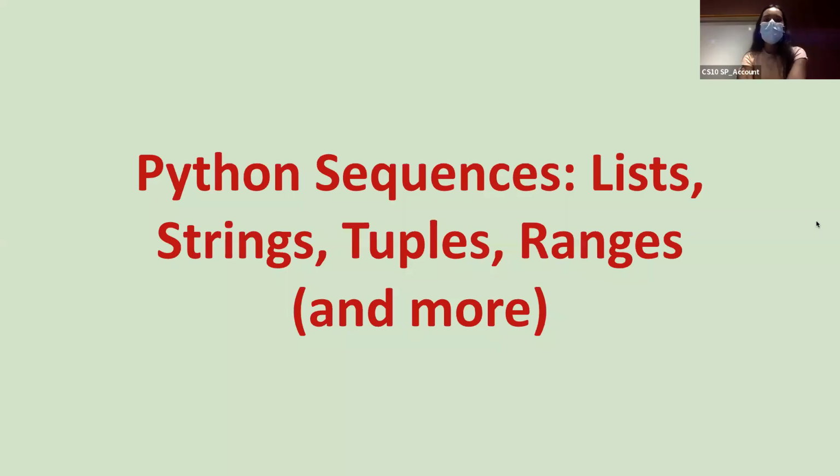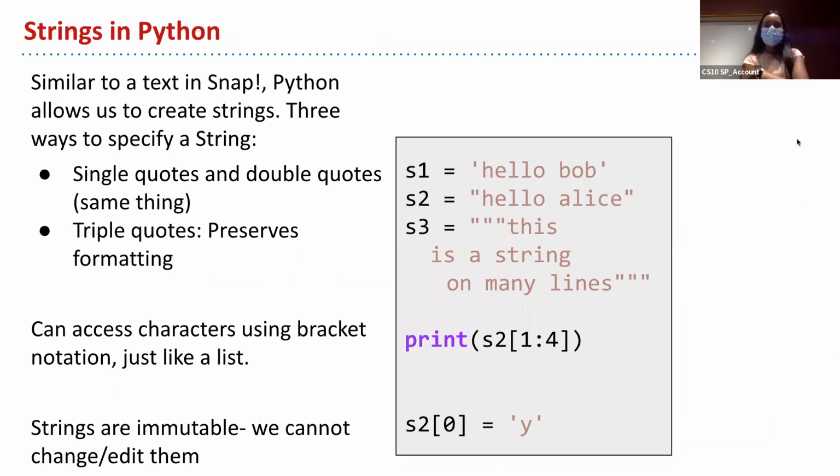Okay, this is fine. We're going to move on to some more sequences. So we're going to talk about strings really quick. Strings are similar in Python to text in Snap. Basically, you just put some quotes around it, either single quotes or double quotes. We won't really use triple quotes. But if you use single quotes or double quotes, you can make a string and you can just put some text in it. And you can access the characters in this string using bracket notation, just like you do with lists. And you can also slice them.